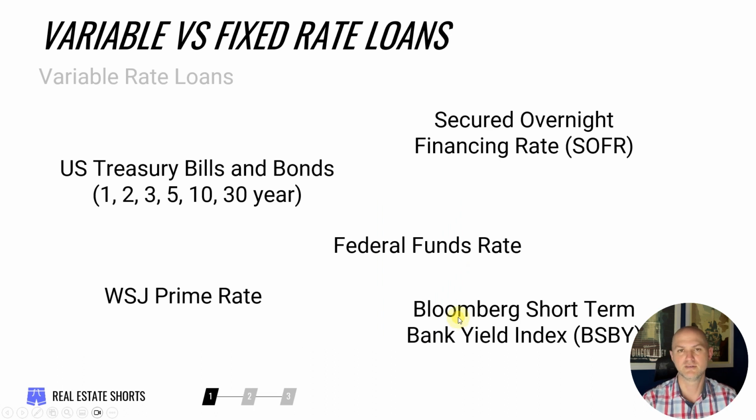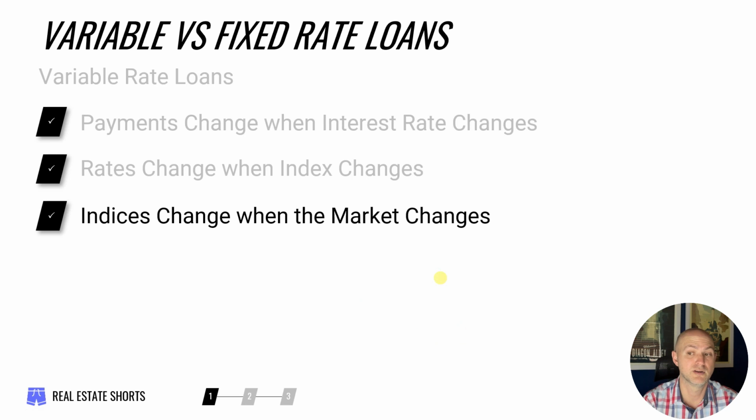So this begs the question: what are the different indices that are available for selection by a lender or negotiation between lender and borrower? There are a lot of choices, right? Term SOFR is a popular one these days, but it could be one of the US Treasuries. LIBOR has been phased out. It could be Wall Street Journal Prime, the BSBY. There are a lot of different ones, but it's really important to keep in mind that these underlying indices change through time based on market factors.